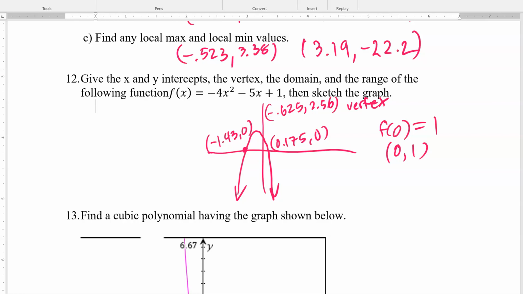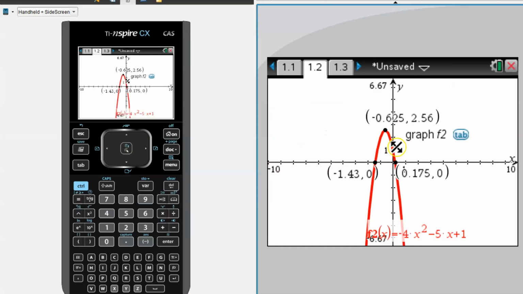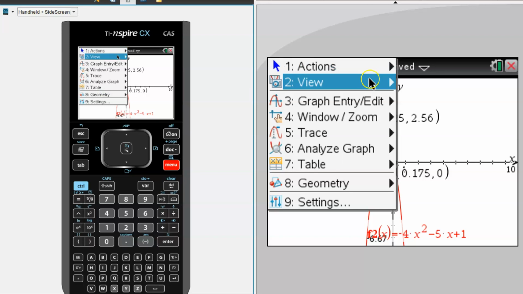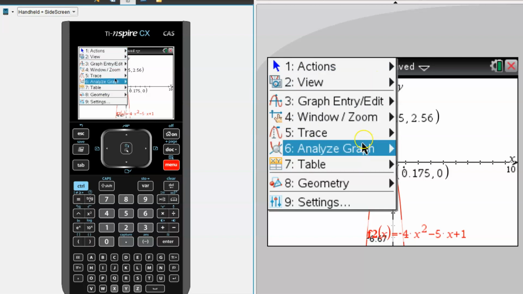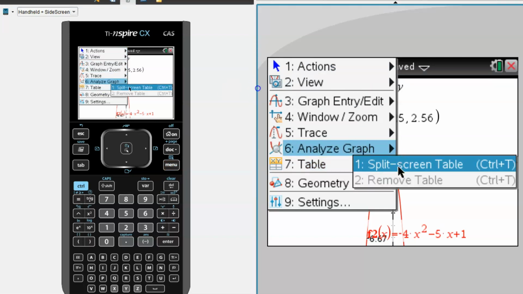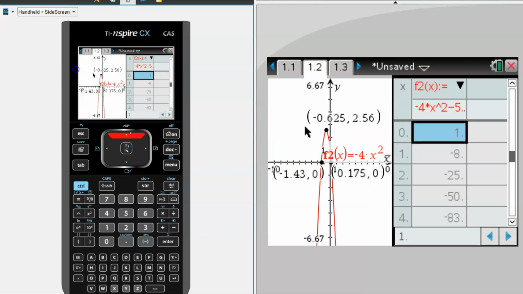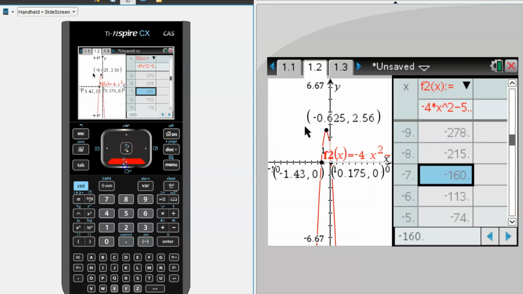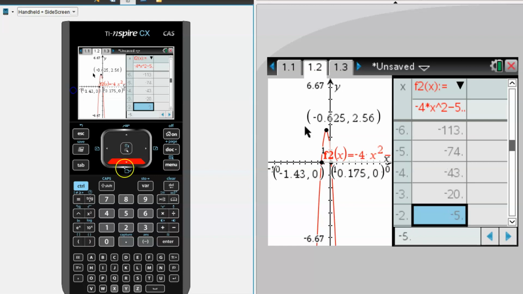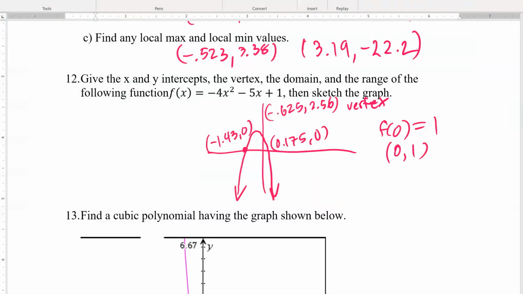If you weren't sure, you can see it crosses at 1. If you weren't sure, you can add a table and go where x is 0, 2, 4. Where x is 0, y is 1. Y-intercept. Did I give the x and y-intercept? Yes. Did I get the vertex? Yes. Did I do the domain and range?